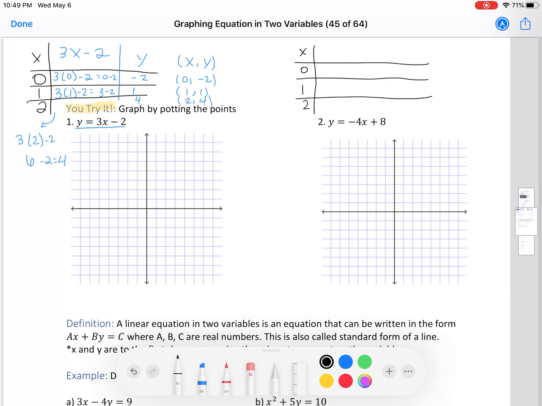Let's go ahead and plot these points. So I have 0, negative 2, 1, 1, and 2 up 4. Alright, we connect these points, and they're our line.